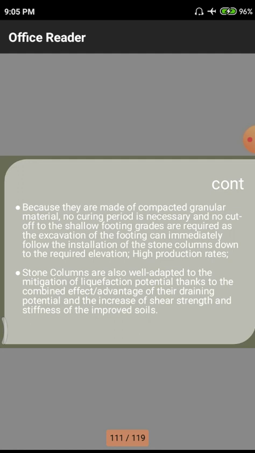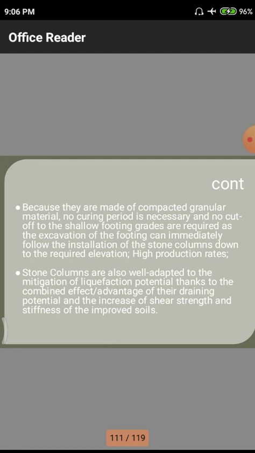Next, stone columns are well adapted to the mitigation of liquefaction potential, thanks to the combined effect of densification and more drainage potential, and they increase the shear strength and stiffness of the improved soil. That means these stone columns are well adapted to the mitigation of liquefaction. I will have another PPT with all the pictorial representation. What are the different liquefactions and others? I will explain in the next PPT after completion of these 119 slides.